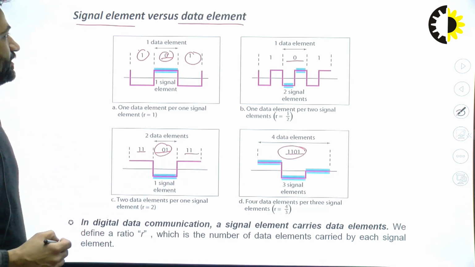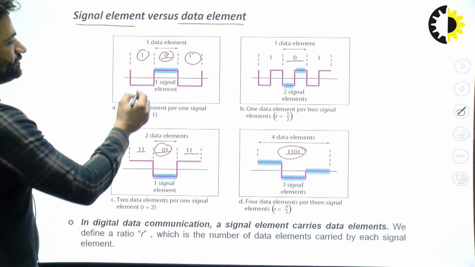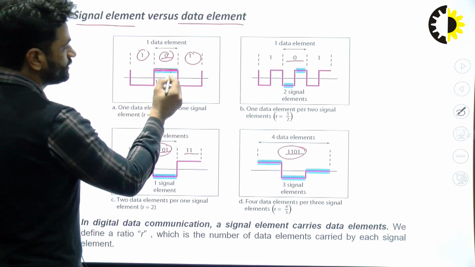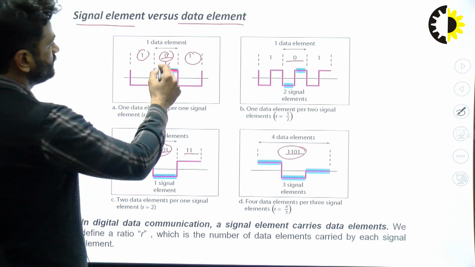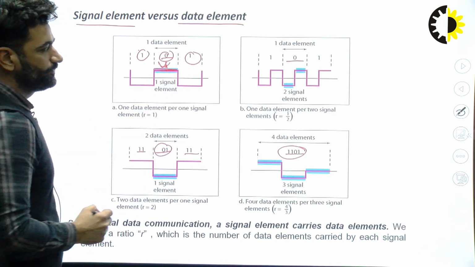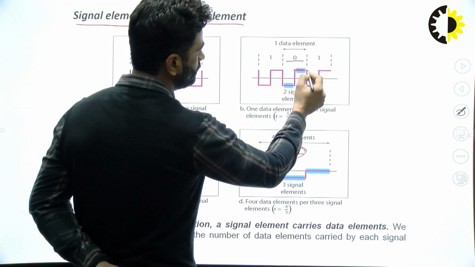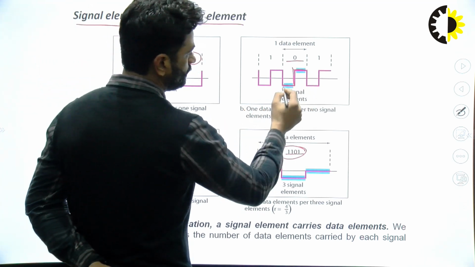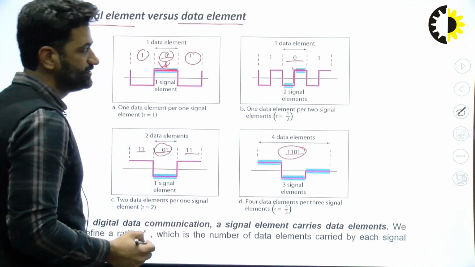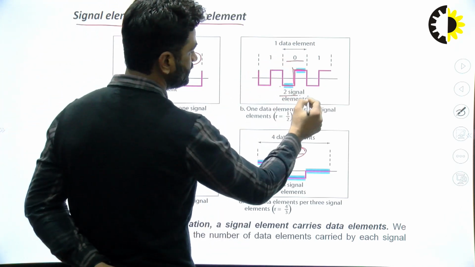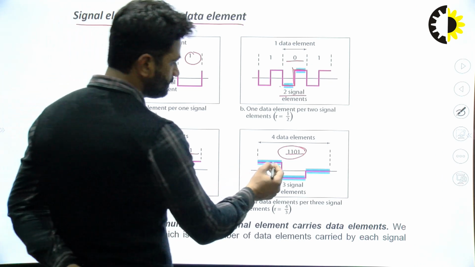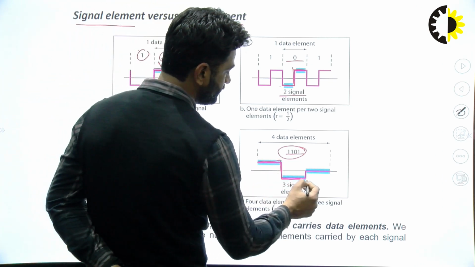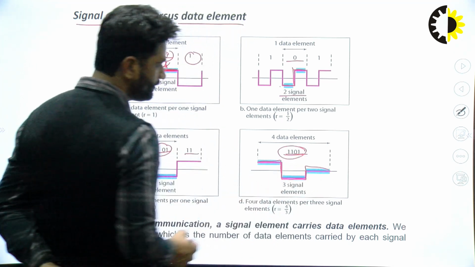Now, what is a signal element? For a signal element, we provide the voltage to that data element. Here you can see we are using one single signal element. Here we are using 0 and 2. 2 voltages are representing one data element, that is 2 signal elements. Here you can see we are representing 4 data elements with 3 signal elements.